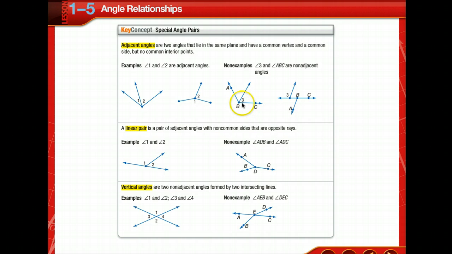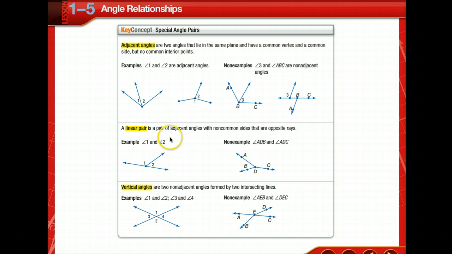Now in a non-example, they share interior points, so that's why angle 3, which is this one, and angle ABC are not adjacent, because we're talking about sharing these interior points. And this one, they have no common side. Angle 3 and angle ABC don't have a common side.